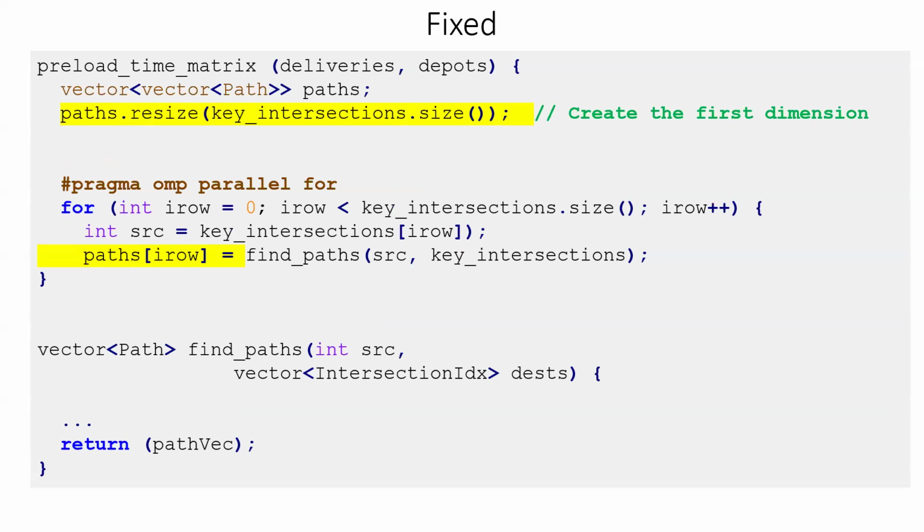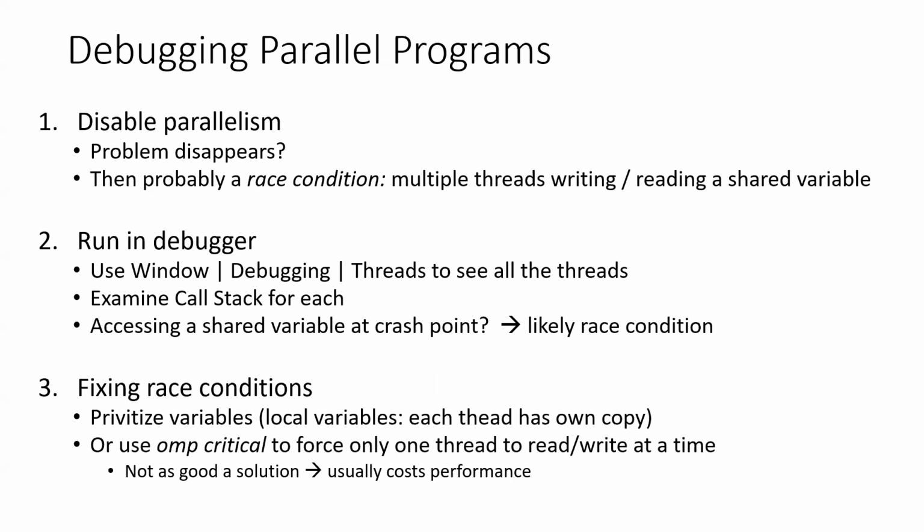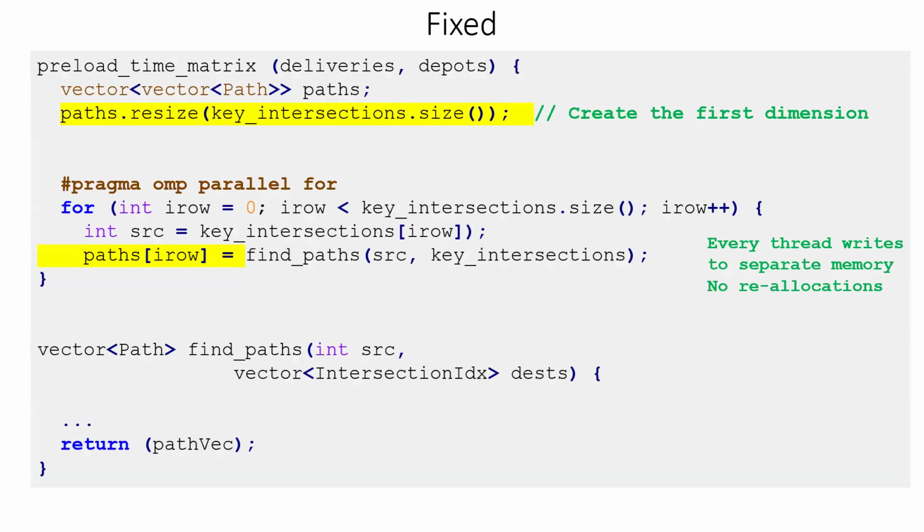So the correct way to do this is to resize your paths and then just write in with the correct ID. So every thread is guaranteed to write into separate memory, so there's no reallocation or interference between threads. Any questions?